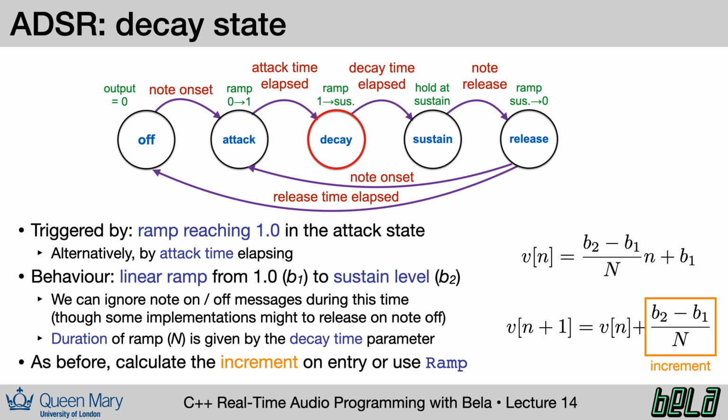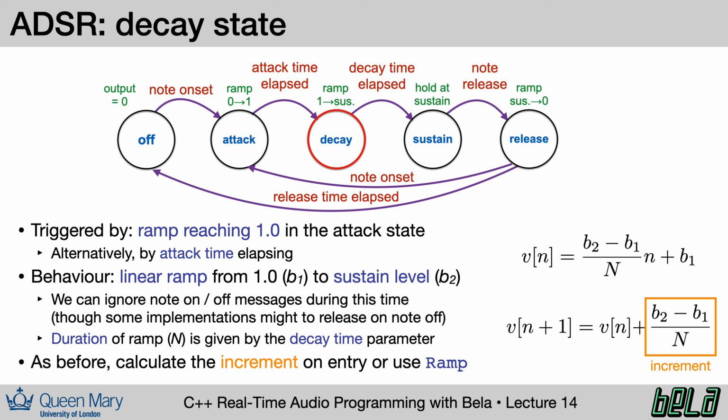Next, let's look at the decay state. The decay state is entered when the ramp reaches 1.0 in the attack state. The behavior of the decay state is to have another linear ramp which goes downward from 1.0 to the sustain level. The duration of this ramp is given by a number of samples determined by the decay time parameter. Once the decay time elapses, we'll move onward to the sustain state.